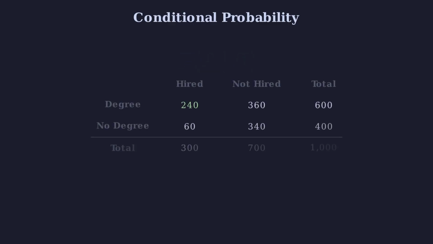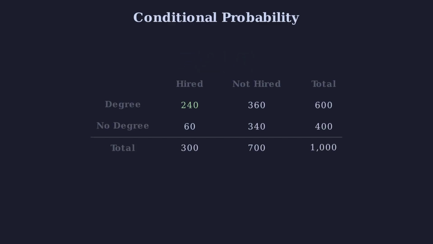Conditional probability is arguably the most important concept in all of data science. If you understand this, everything else clicks into place. P of A given B, written as P of A vertical bar B. This is the probability of A happening, given that we already know B happened. Let me make this concrete.